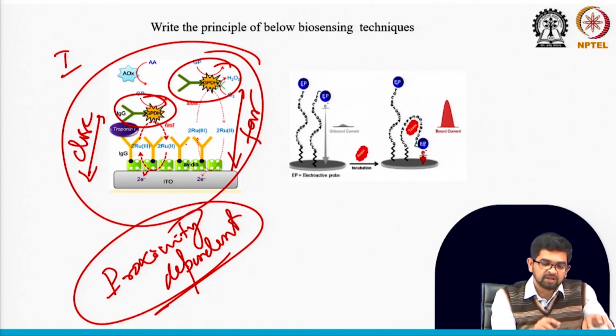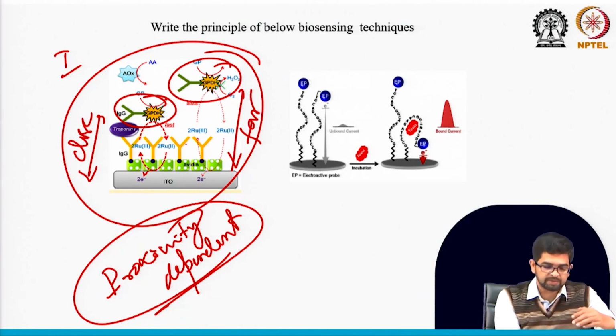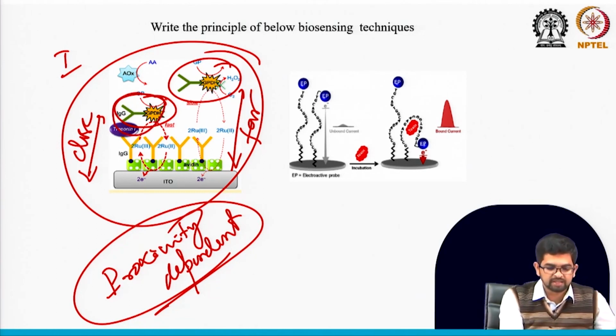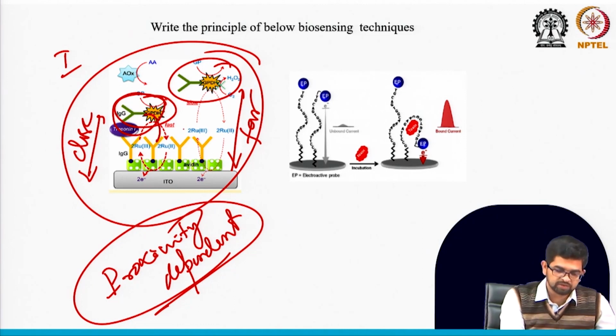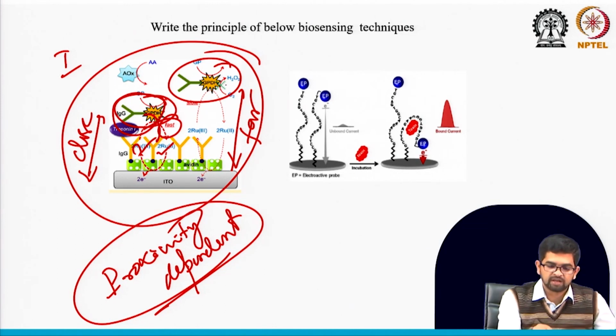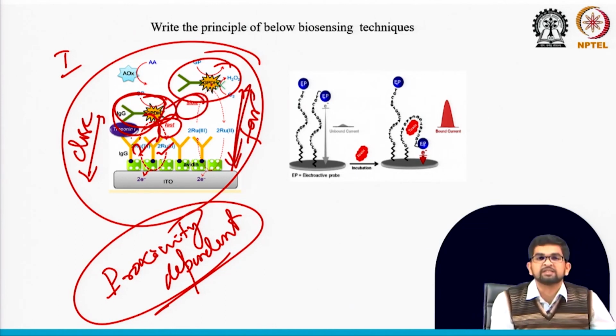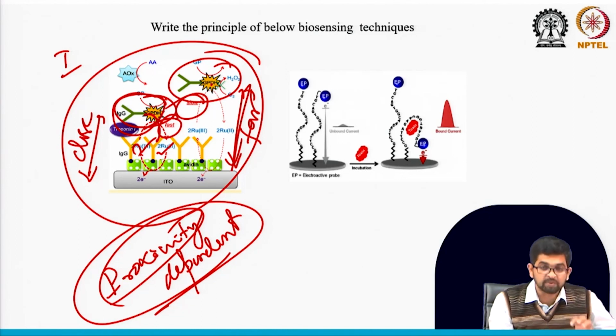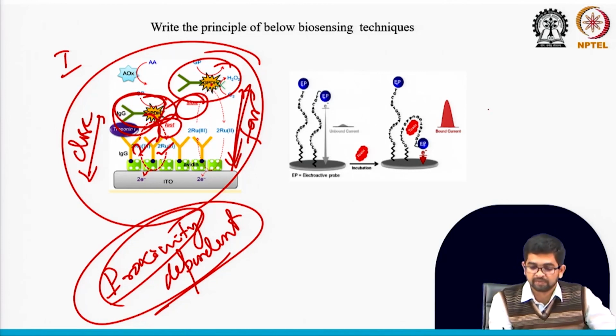In this case, what is the principle? You have to say proximity dependent. See, when the GPDH, your secondary antibody, is very close, you are getting this redox cycling reaction very fast, and when this one is far, then you are getting a slow reaction. So, this is the principle, that by using this proximity dependent factor, you can develop a biosensor and you can differentiate the concentration, right?